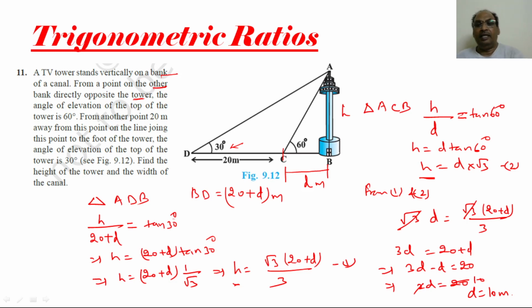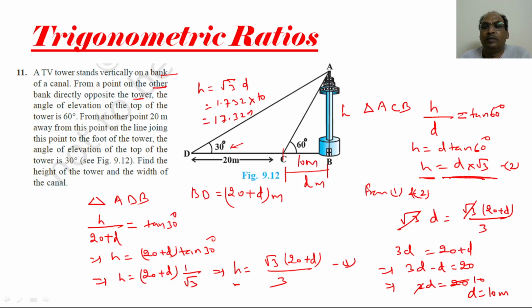Okay, so width of the canal is 10 meter. Now we need to find the height of the tower. So height H is equal to D root 3. From here we can find out. So H is equal to root 3 D. So it's equal to 1.732 into D is 10 meter. So this is 17.32 meter. So H is equal to 17.32 meter.